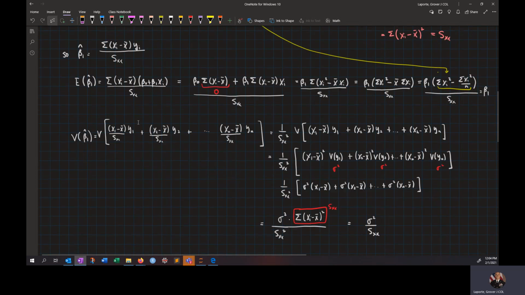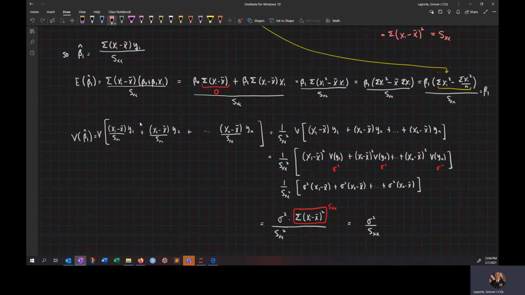Okay, the next part is I got to figure out the variance. If you remember variance rules, when you pull out a constant, you square it. The variance of a constant is always going to be 0. There are lots of different rules, but I think the only one we have to remember here is that when I pull out a constant, we square it, and that it's a linear operator.